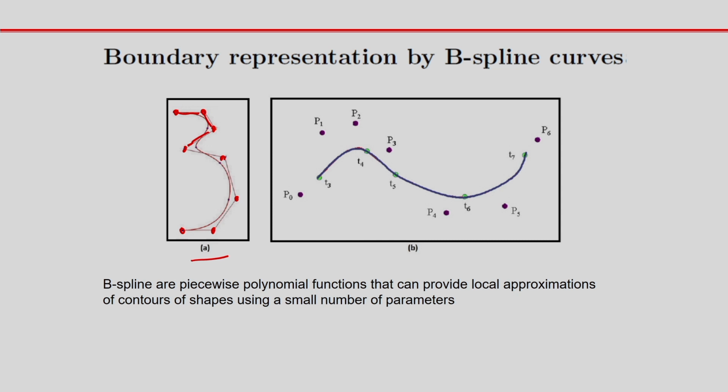And as seen in figure B, to design a B-spline curve, what do we need? We need a set of control points. The control points are P0, P1, P2, P3, P4, P5, P6. So for B-spline, we need the set of control points, and also we need a set of nodes.